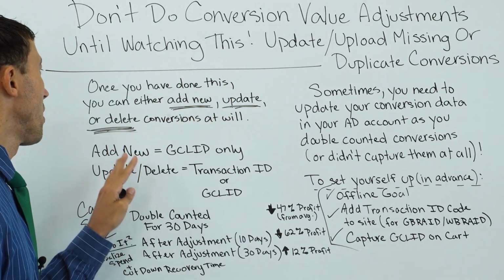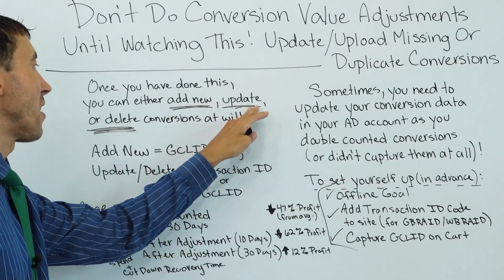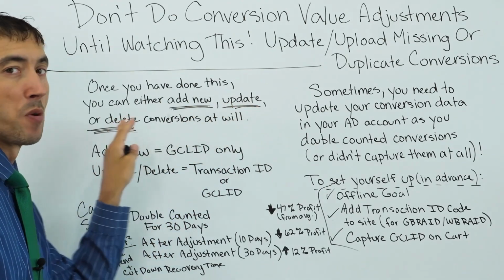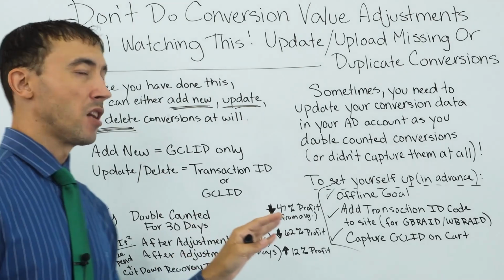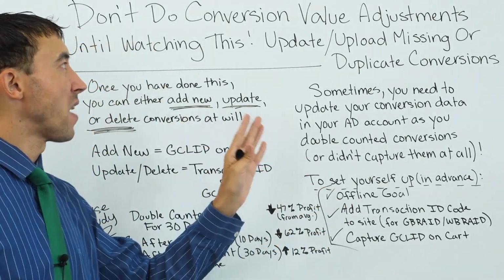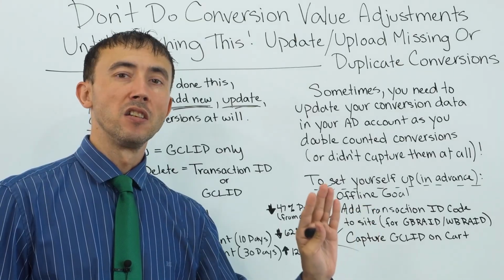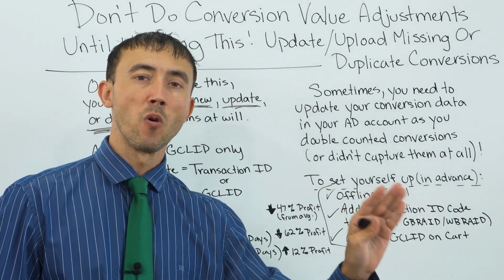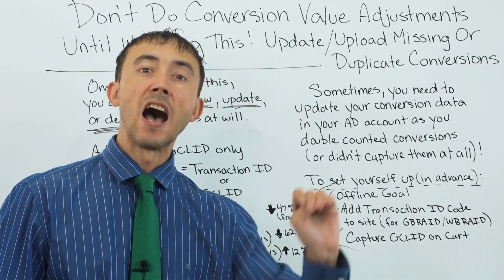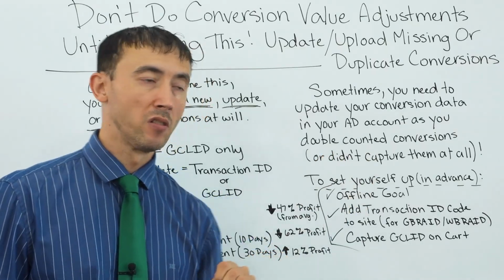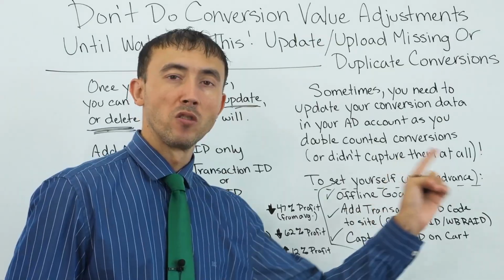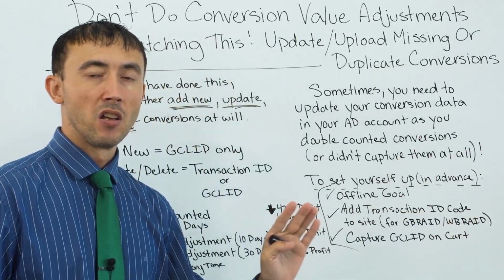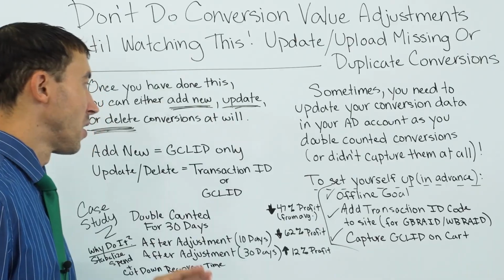But in terms of updating a conversion value to value it differently or just remove it altogether, that is going to be done through the conversion value adjustment process. Specifically, that's what that process is for, is editing and deleting, not uploading missing conversions. The offline conversion goals are for uploading missing conversions. And so that's how you're going to do it.